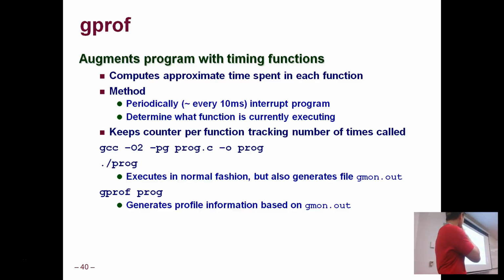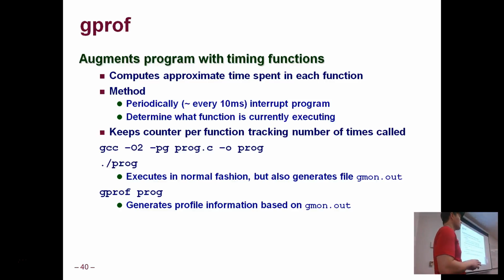So with gprof, if you compile your program with this -pg flag, the compiler will augment your program with these timing functions. And the way it works is that it will periodically interrupt your program and then determine what function is currently executing. So it's basically going to sample your program and take statistics out of it.